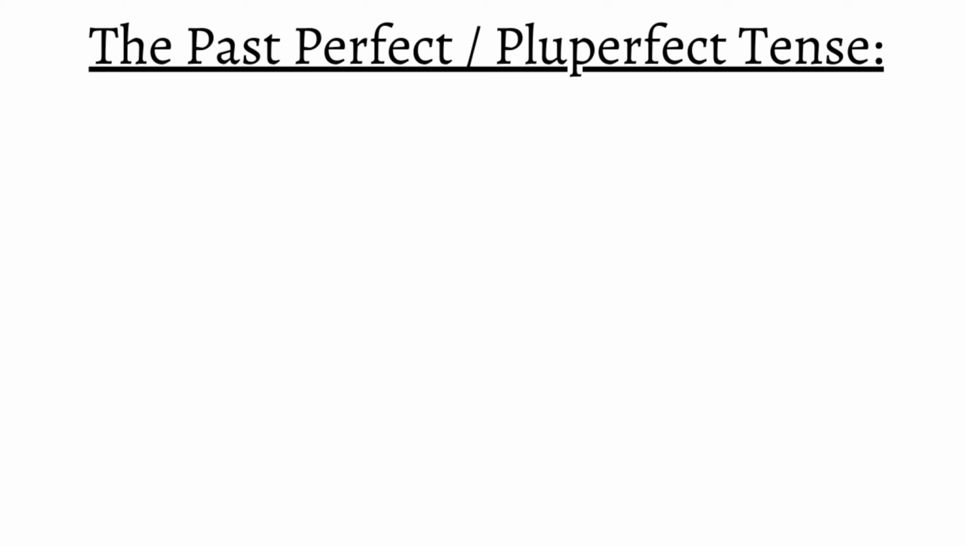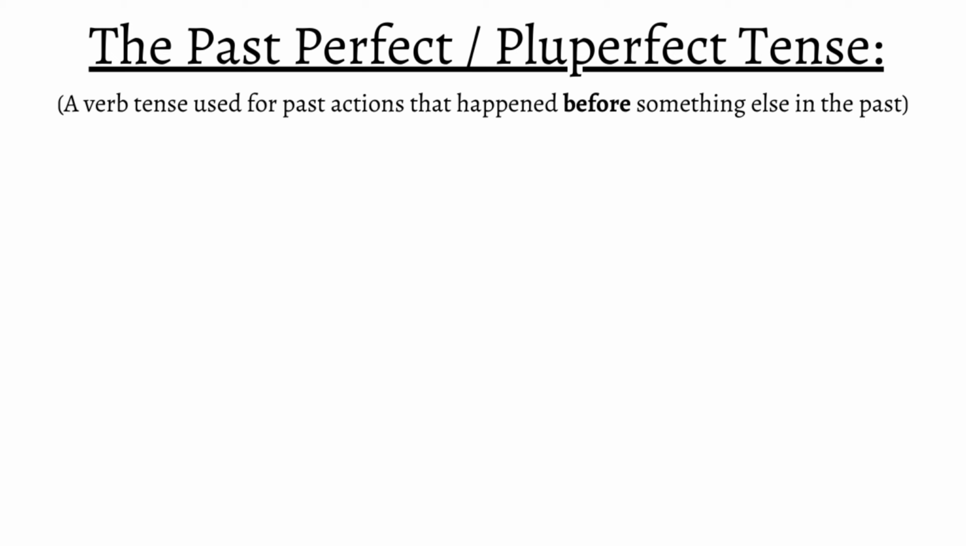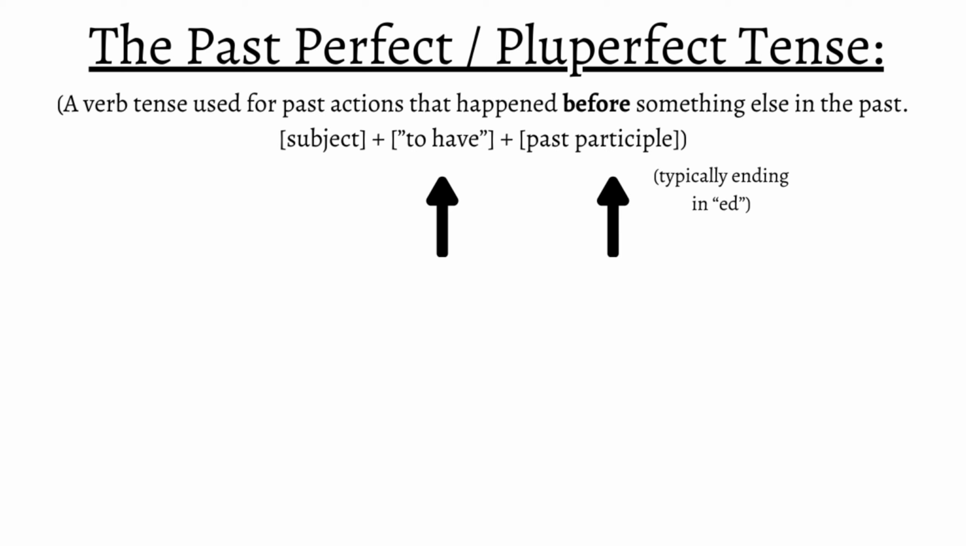The past perfect tense in English, also known as the pluperfect, is a verb tense for past actions that happened before something else in the past. The past perfect is recognized by the auxiliary verb to have, but it's another complicated tense that doesn't translate well in other languages. In this tense, the verb to have is accompanied by a main verb which takes the past participle form similar to the present perfect.